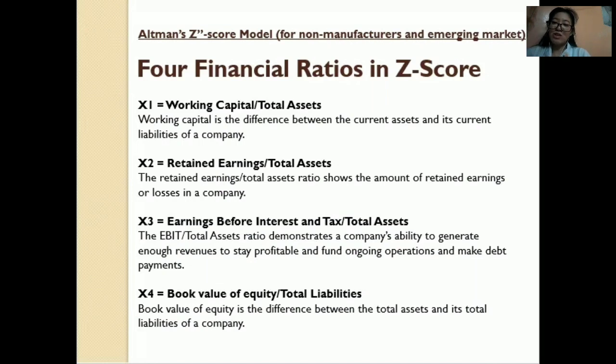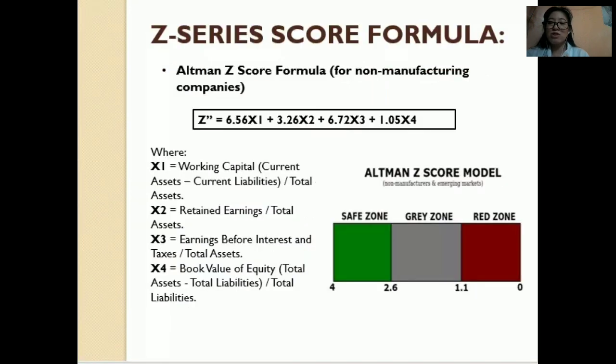Lastly is X4, which is equal to the book value of equity over total liabilities. To solve for the book value of equity, you need to subtract the total liabilities from the total asset. Book value of equity is also known as the shareholders' equity. It is a firm's common equity that represents the amount available for distribution to the shareholder. The Z double prime score formula for non-manufacturing company is as follows. And here are the financial ratios that you will need to solve later.